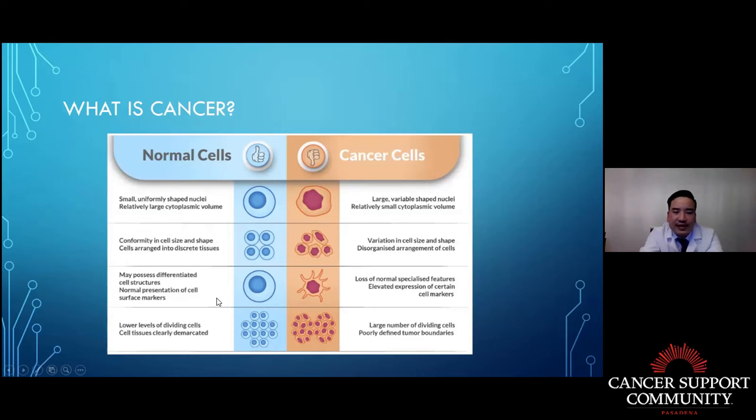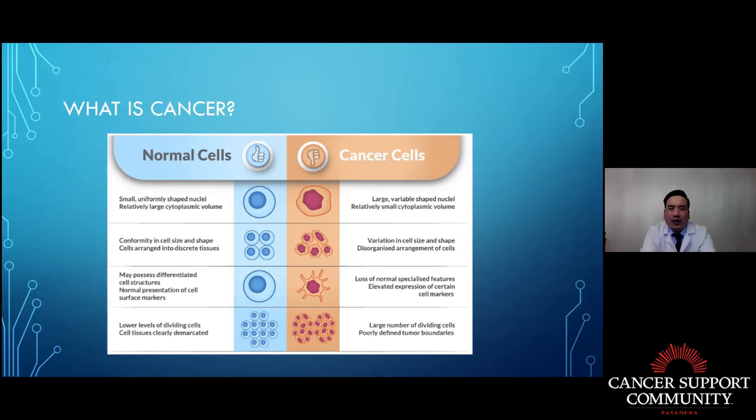And they possess differentiated cell structures, meaning every single cell in our body actually consists of the same DNA. But if it turned into a skin cell or a lung cell really depends on what's expressed. So that usually is from DNA that is formed into RNA. That RNA becomes proteins. And down here, you can notice that when normal cells divide, it's very orderly and the cells are clearly demarcated. Whereas on the right, these are cancer cells.